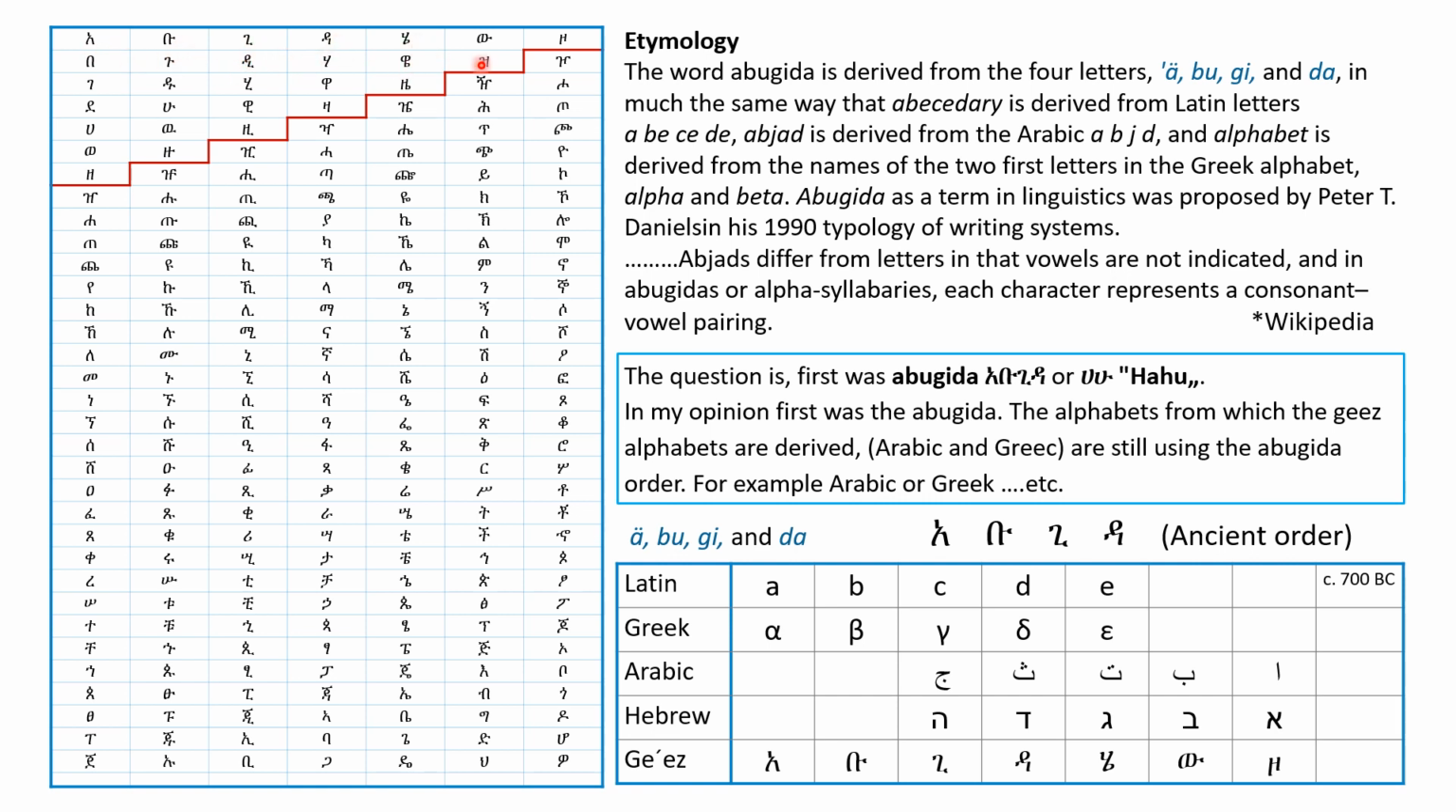Abugida, he, u, zo. Abugida. The Abugida order is similar to the Latin, Greek, Arabic, or Hebrew orders. Alpha, beta, gamma, delta, epsilon. Abugida, he.